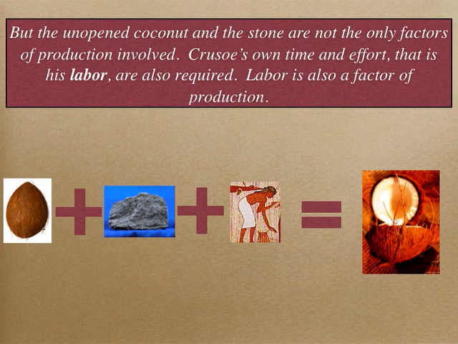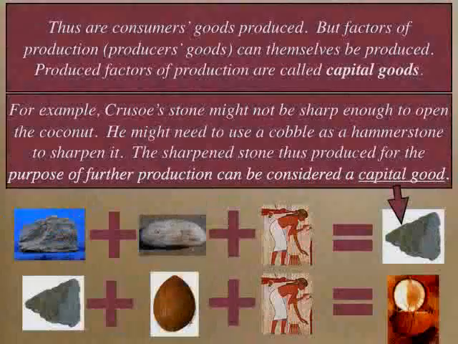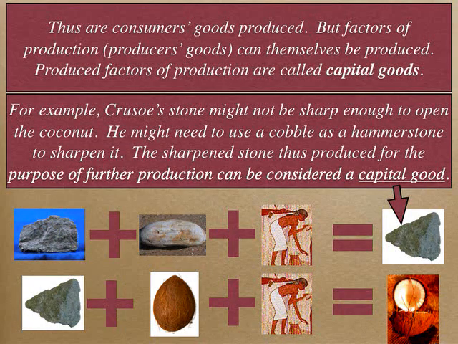But the unopened coconut and the stone are not the only factors of production involved. Crusoe's own time and effort, that is, his labor, are also required. Labor is also a factor of production. Thus are consumers' goods produced, but factors of production, producers' goods, can themselves be produced. Produced factors of production are called capital goods.